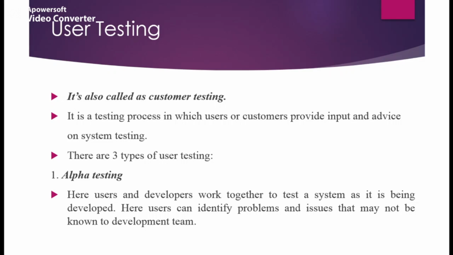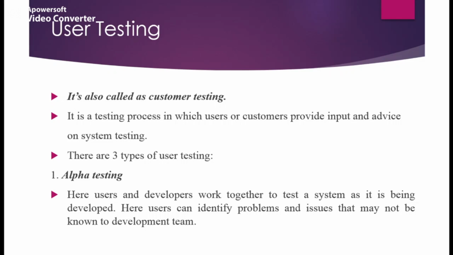So there are three types of user testing. First one is alpha testing. So what do you mean by alpha testing? Here the users and developers work together to test a system as it is being developed. So you know that developers develop the system, correct? Once the system is developed, next you have to test the system.